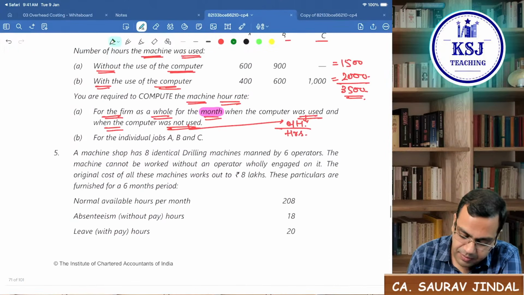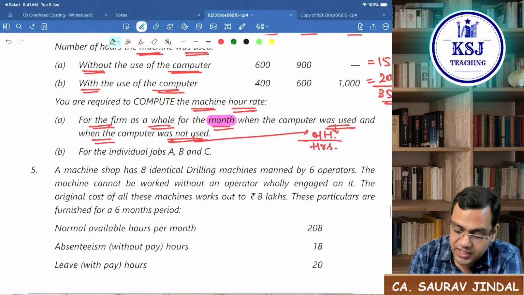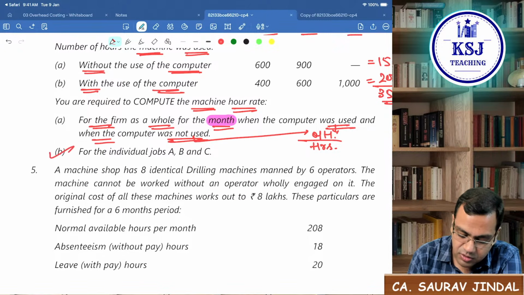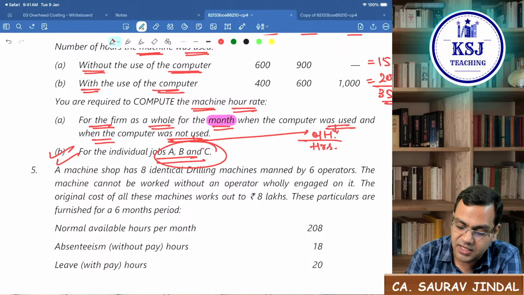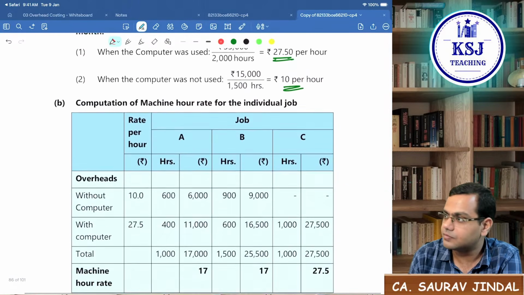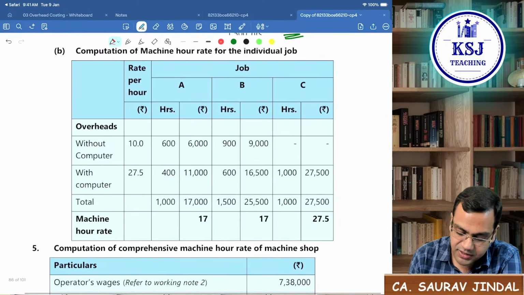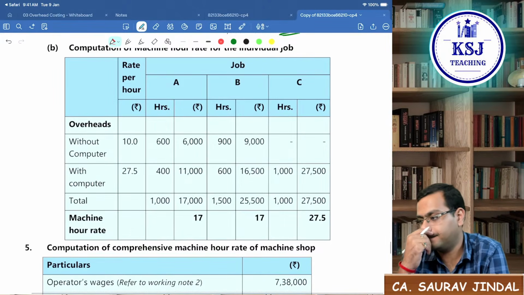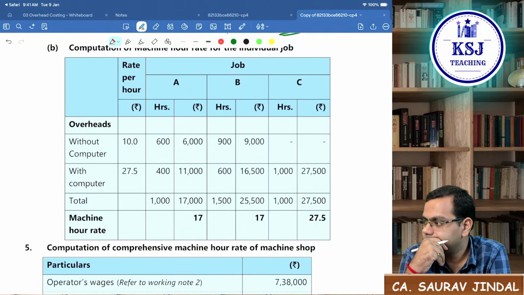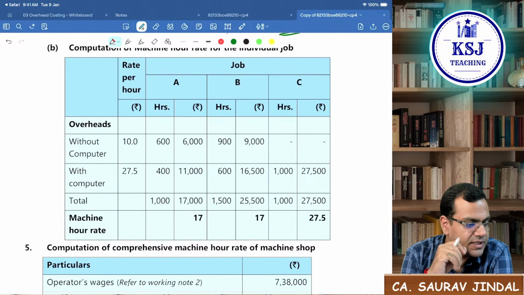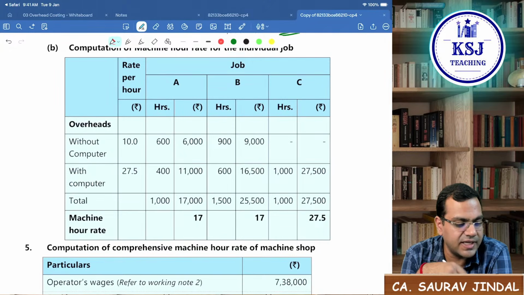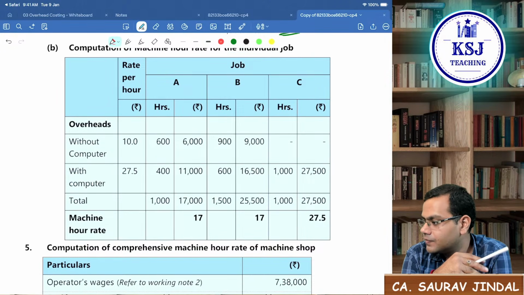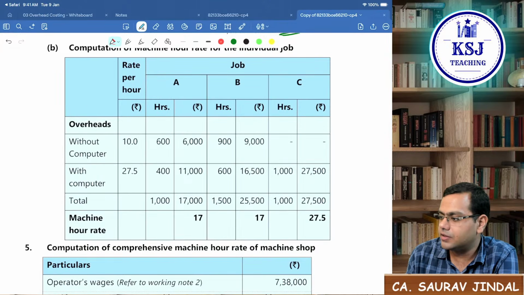Then we will move to the second part of the question, where they are saying the machine hour rate is to be calculated job wise now. For individual jobs A, B and C, you have to calculate. First, let me know if the first part is clear. Yes, please let me know if the first part is clear, then I'll move to the second part. Clear? Good.